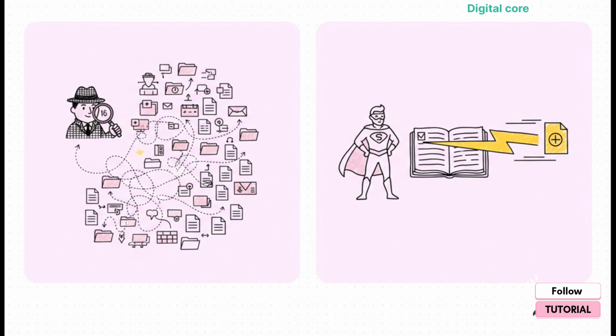Locate, on the other hand, is the speed demon. It doesn't search in real time. Instead, it consults a pre-built database of all your files. The result, it's lightning fast for just finding a file by its name.